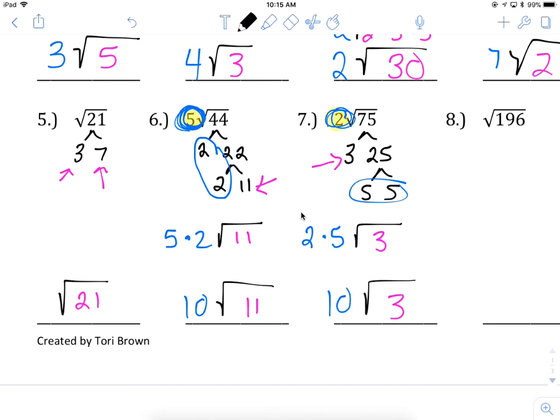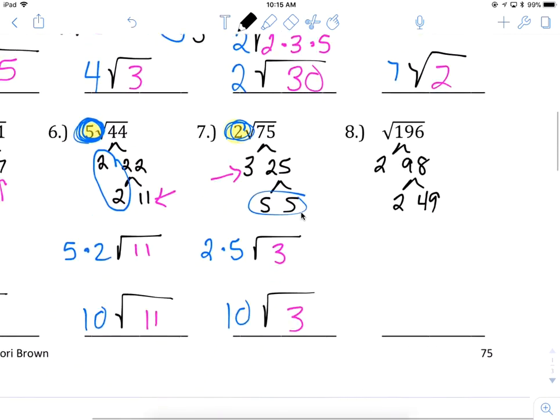We got one last one. This is kind of a big number, so stay with me. We're going to test 2. 2 dividing out of that leaves me 98. 2 again leaves me 49, and we actually just did 49 up here, right? 7 and 7.